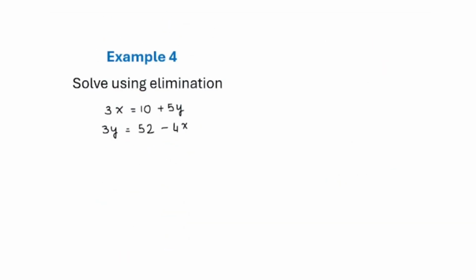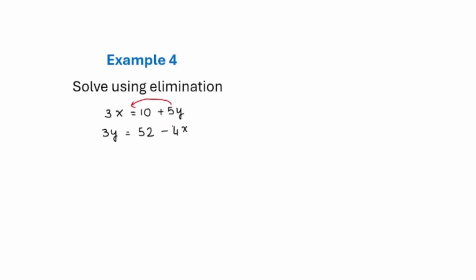Let's look at example 4. Here the equations are not aligned, so we need to rearrange them first to make sure the terms are in the same order in both equations. After rearranging, we get 3x minus 5y is equal to 10 and 4x plus 3y is equal to 52.